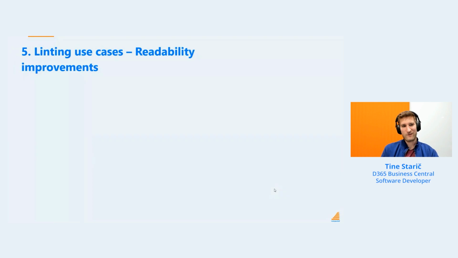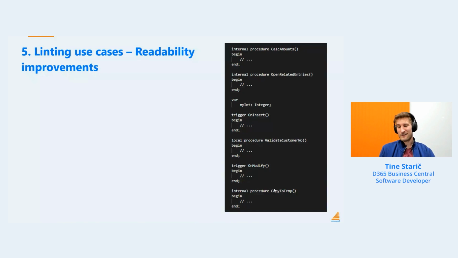Next, we have readability improvements. This one was another one that I really liked once we actually created the rule for this. Take a look at this snippet. We have a procedure, a global variable section, a trigger, a procedure, a trigger, a procedure. It's a mess. Now, why is it a mess? I don't know. Maybe the developer didn't care. Maybe it was due to some merge conflicts. It's not the correct ordering.